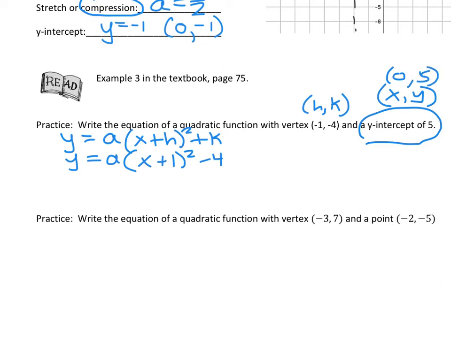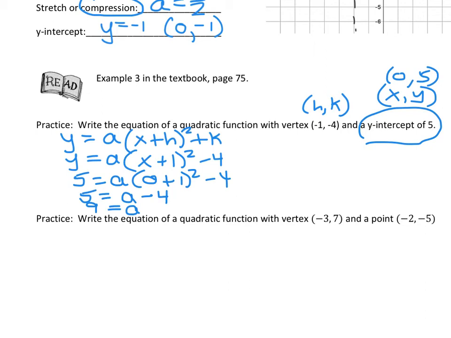And I'm going to plug in that x equals 0 and y equals 5 into my function and actually calculate what a is. So I'm going to put 5 here, and I'm going to put my 0 in here for x, and I'm going to solve for a. So I have 5 equals, I have 1 squared, which is just 1a, and then I subtract my 4, solve for a, and I get a equal 9.